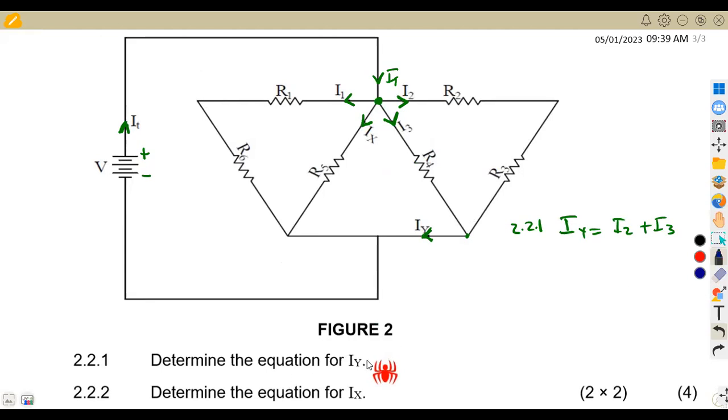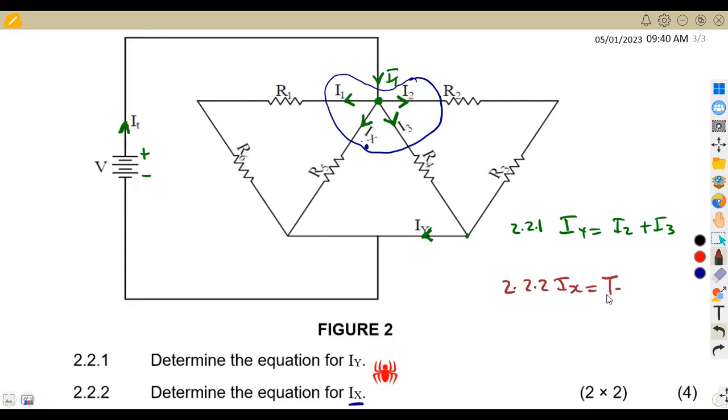Then we move on to the other part, determine the equation for IX. We can see that we have got IX from this branch here, so we can trace back where this IX was taken from. Remember what I said, IT is the total current that branches, giving these currents I2 and all these currents here. They are a total of this current IT. So we can have the value for this current IX taken from the total current.